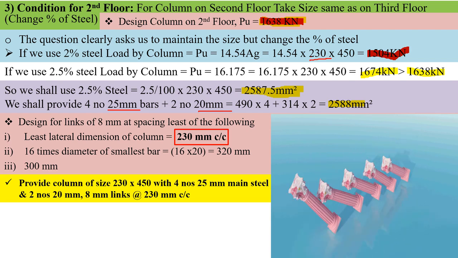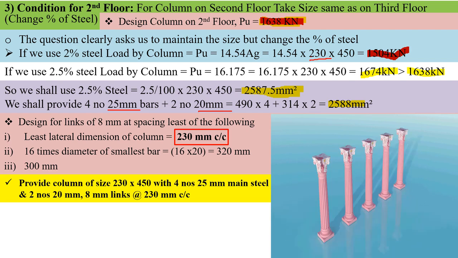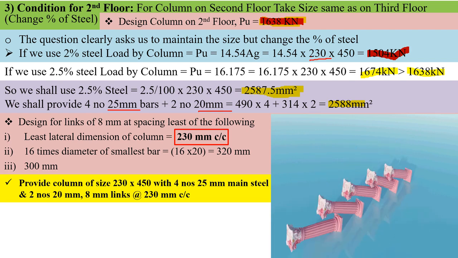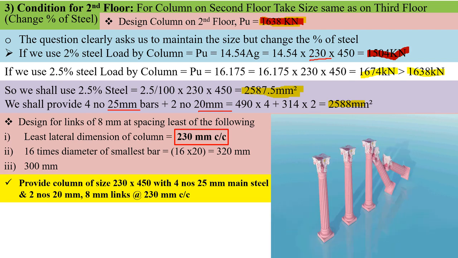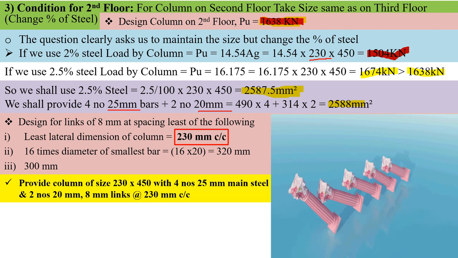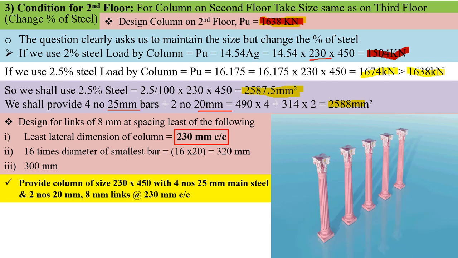So I can say we need to provide a column of 230 by 450 with 4 numbers of 25 mm and 2 numbers of 20 mm bars, and provide 8 mm links at 230 mm center to center for my second floor.